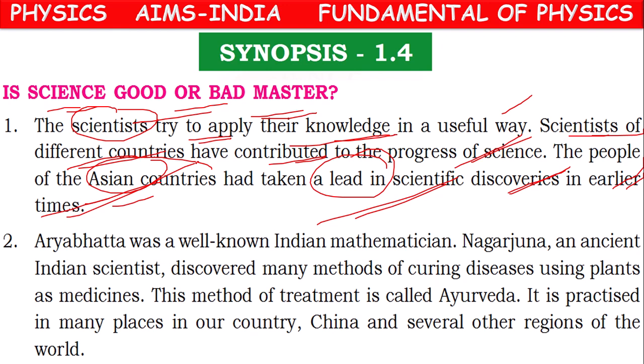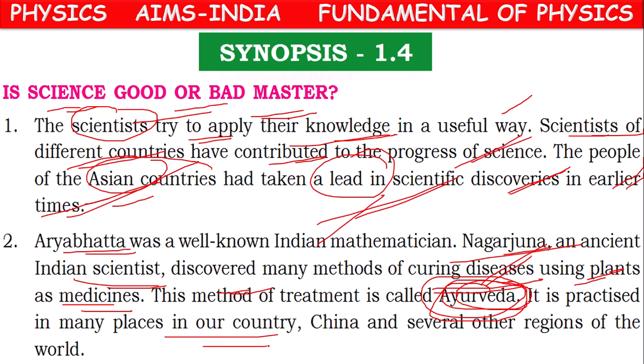In earlier times, Aryabhatta was a well-known Indian mathematician. Nagarjuna, an Indian scientist, discovered many methods of curing diseases using plants and medicines. This branch of science is called Ayurveda. It is practiced in many places in our country, mainly in Kerala. Kerala is famous for these Ayurvedic medicines. Even in China and several other regions, they make use of Ayurveda.